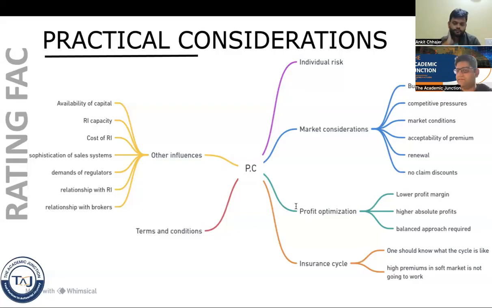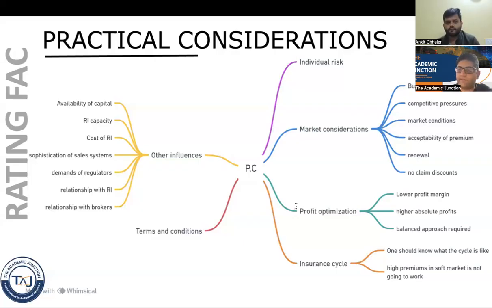Insurance cycle, again, is similar to underwriting cycle. It's not a lot of difference. High premium, for example, let's say that you are operating in a soft underwriting cycle and your burning cost is somewhere in the clouds. You can't give that as an output, right? Nobody is going to accept that price. So that's something that you have to consider when you're writing.